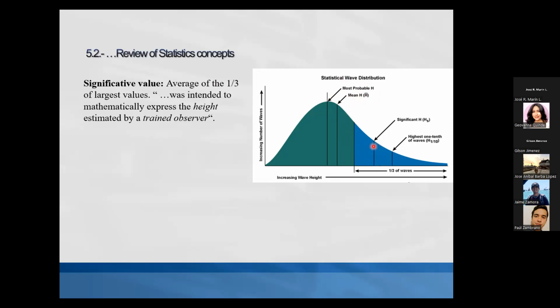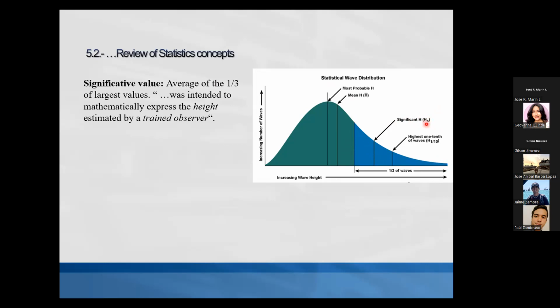And this figure tries to explain the concept of this significant value. Let's suppose that here you have a total of n waves. And this area gives you 1/3 of the total area. After doing that, as we did in this example, we take the average. So that's the significant height. And you see here, this is h sub s.